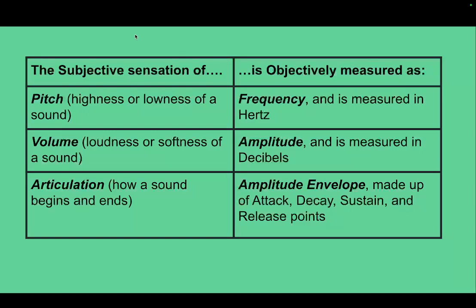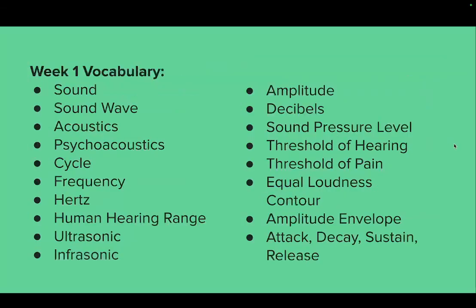So, to summarize, the subjective sensation of pitch is objectively measured as frequency in hertz. The subjective sensation of volume is objectively measured as amplitude, as decibels, and the subjective sensation of articulation is measured by the amplitude envelope, made up of attack, decay, sustain, and release points. Finally, this list of vocabulary is what we'll be responsible for in this week's quiz.